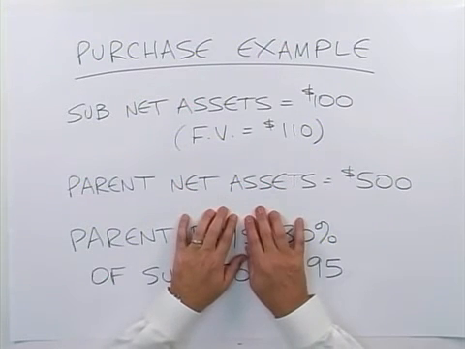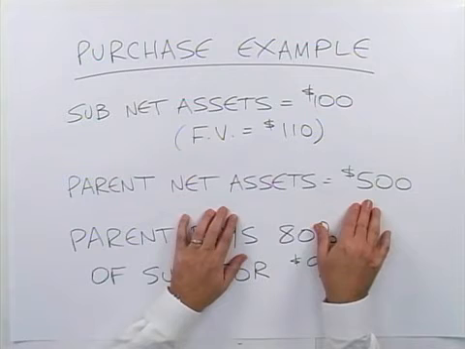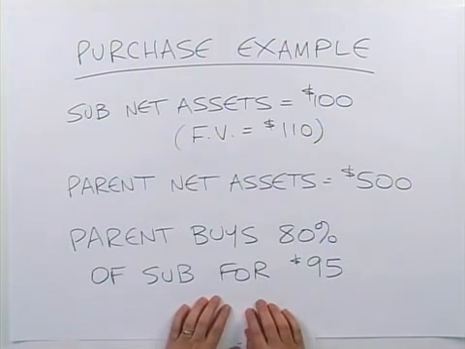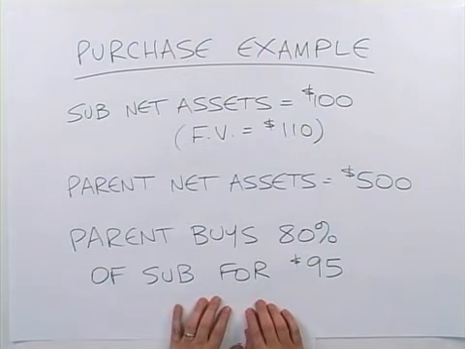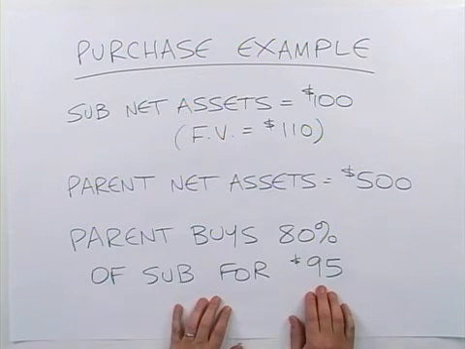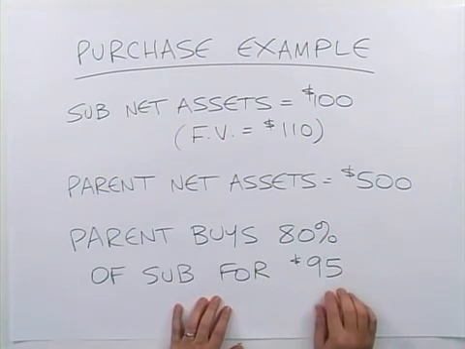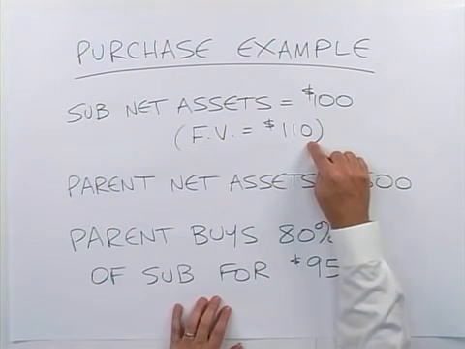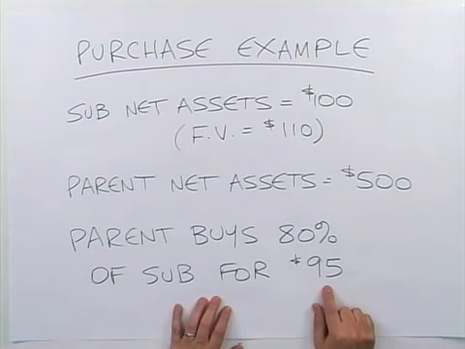Let's also assume that the parent's net assets are $500. It's easy to see who's the parent and who's the subsidiary because they're so different in size. And final assumption, let's assume that the parent is buying 80% of the sub and is paying $95 for it, okay? So we're going to have some minority interest, a 20% share, and we are probably going to have some goodwill as well because 80% of the fair value is $88 and the parent is paying more than that for it. So you can probably work out already that there's going to be $7 worth of goodwill by the time all is said and done.